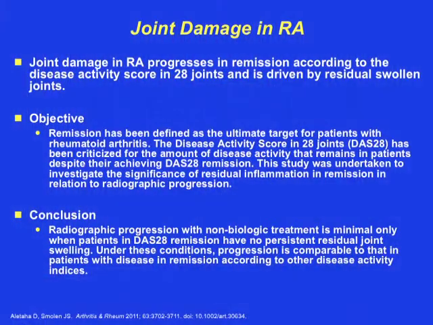So getting into the RA arena, and this is an article from Josef Smolen, where the point of this study was to look at the fact that we recognized that DAS remission really wasn't very satisfactory to many people. And they did the study and they showed that in DAS remission, DAS28 remission, you still have swollen joints. So there's something wrong there, and I tell you what's wrong is that DAS28 remission wasn't remission.